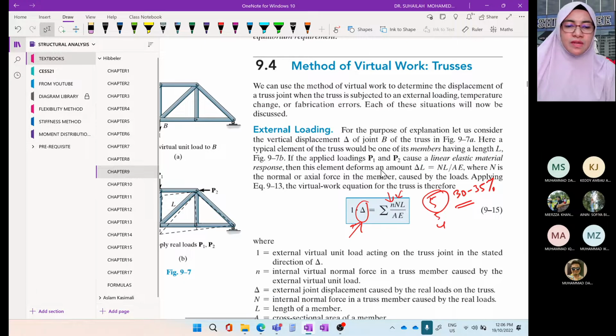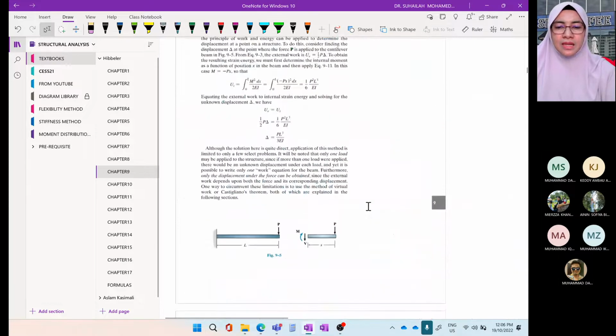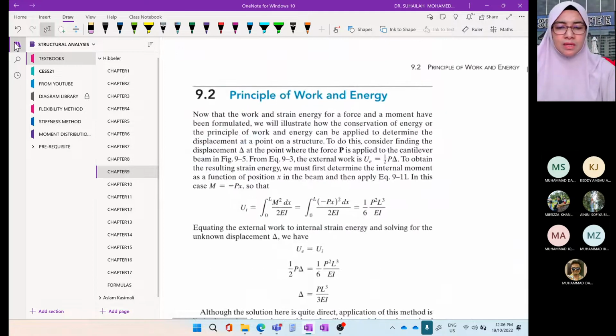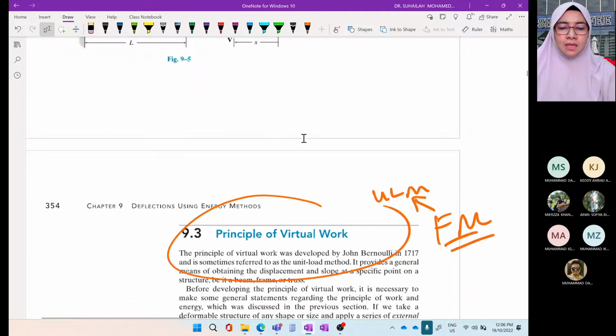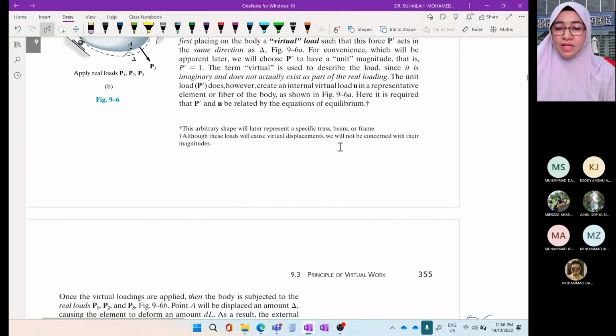Chapter 9 is also deflection, and deflection in chapter 9 focus on energy method. Energy method tu adalah principle of virtual work, unit load method. So yang ni important untuk you refer back, because flexibility method will be 70% similar to principle of virtual work. Dia punya procedure, dia punya formula, kita cedok 70% from principle of virtual work. And under principle of virtual work ni, kita calculate deflection.